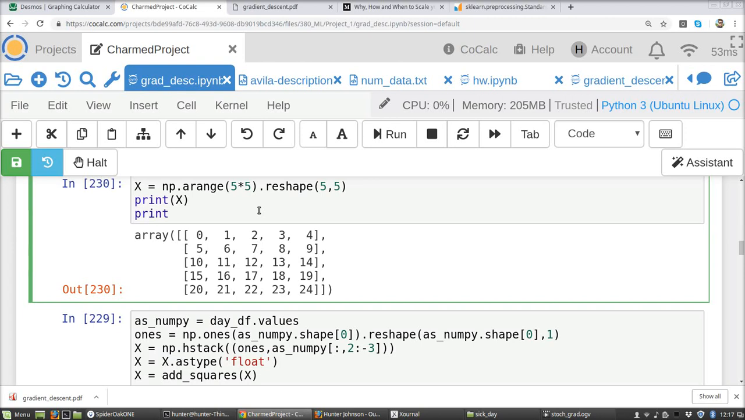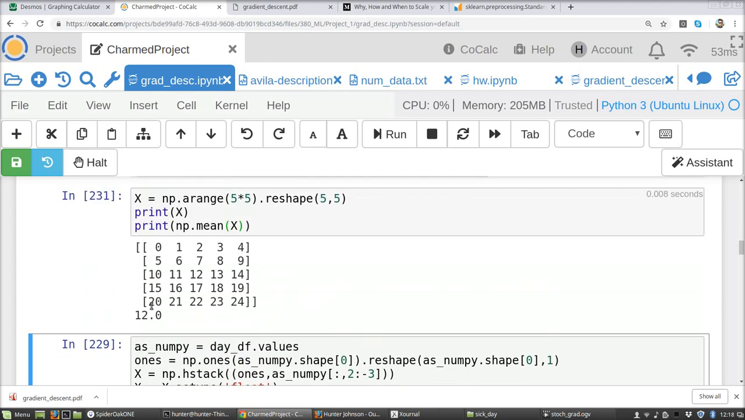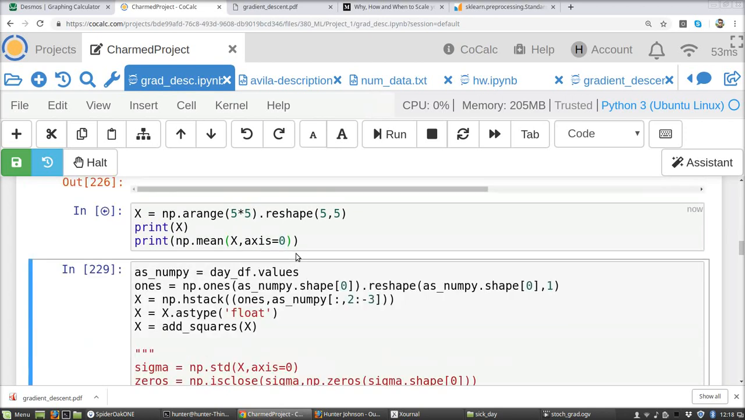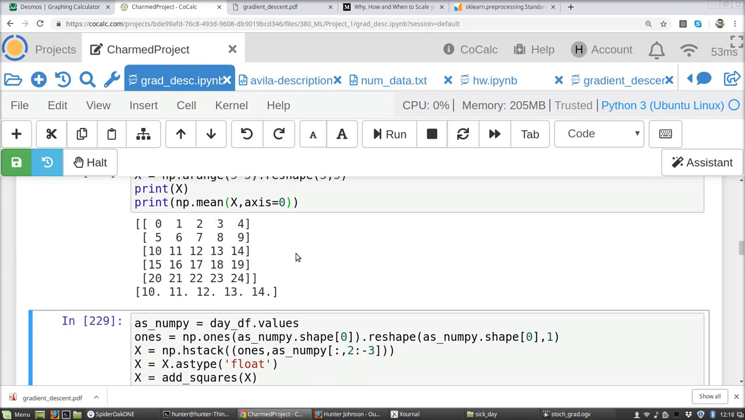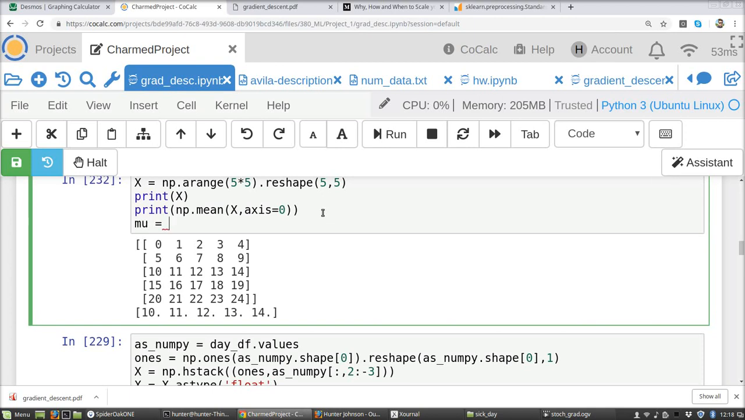But let's also print np.mean x. Okay, so that turned out to be a single number. That's not really what I want, because I want the mean of each respective column, not just the mean of every number in the matrix. So I tell it that by telling it that I'm interested in what's happening on axis 0, and now I get the mean for every respective column. So okay, great. So now I'll define that. Mu is equal to np.mean of x along that axis.